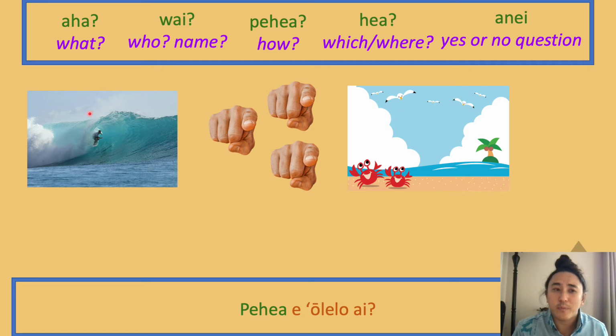Surf. He'e nalu. He'e, to be slippery. He'e nalu, a wave. He'e nalu. Slip on the wave. So pehea e olelo ai ke ia.